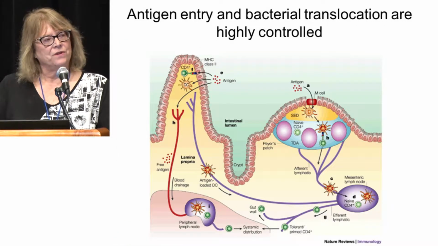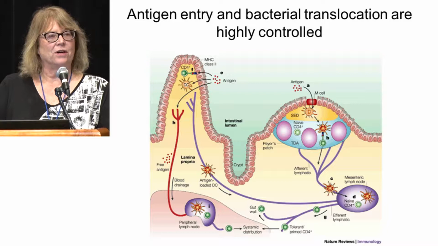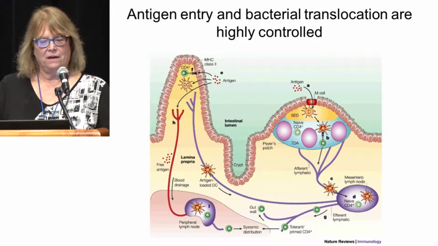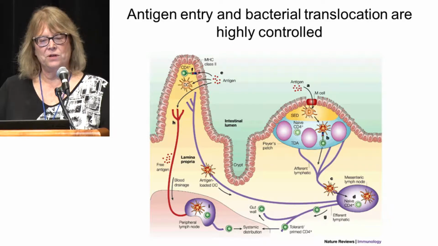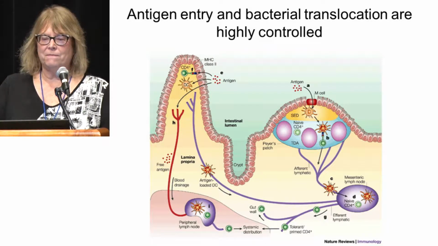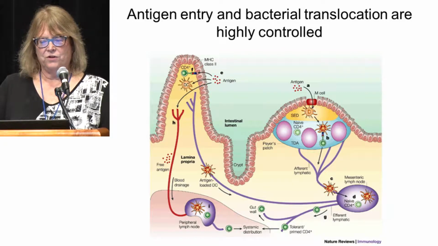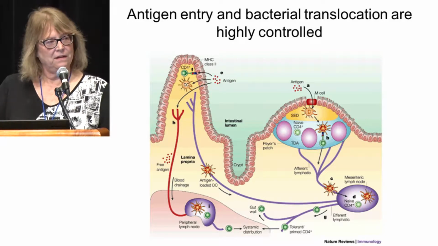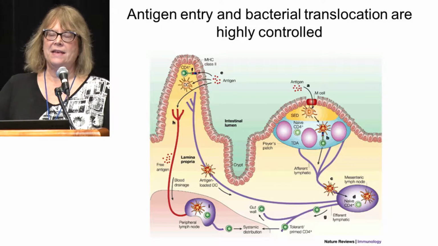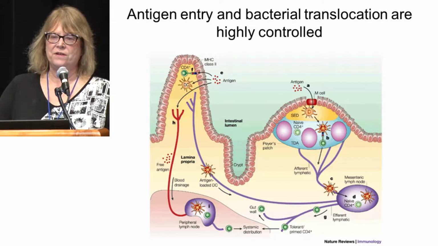And antigen entry and bacterial translocation are highly, highly controlled. You can get antigens coming across epithelial cells, being presented to the immune system, going through peripheral lymph nodes. You can get antigens coming and interacting with dendritic cells. Again, it can go to mesenteric lymph nodes, or it can come in through Peyer's patches, interacting with immune cells there. But again, these are highly controlled interactions.